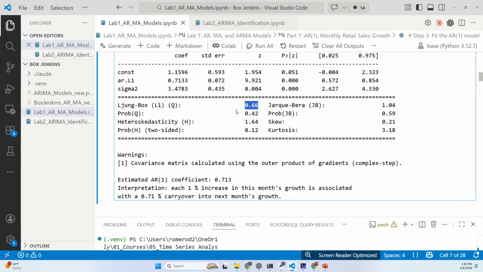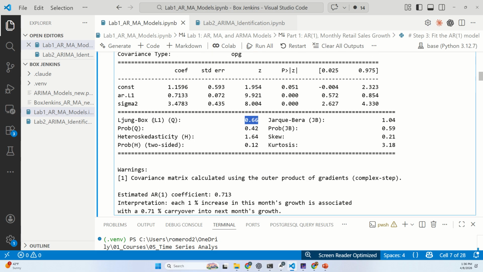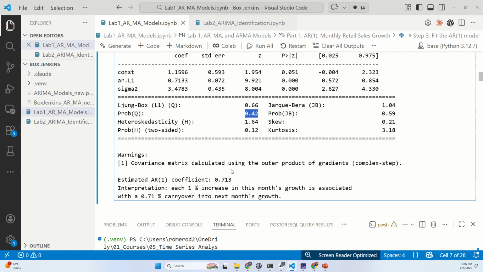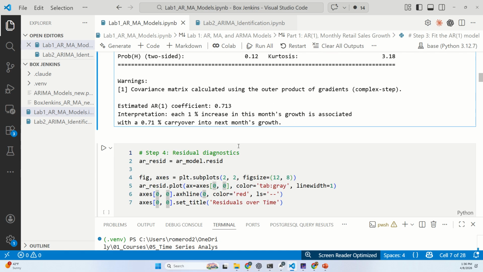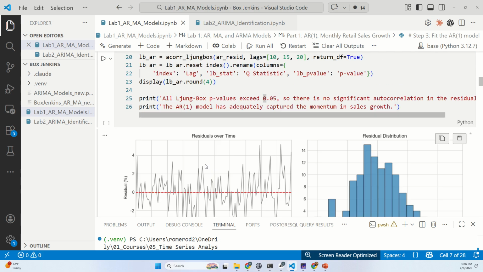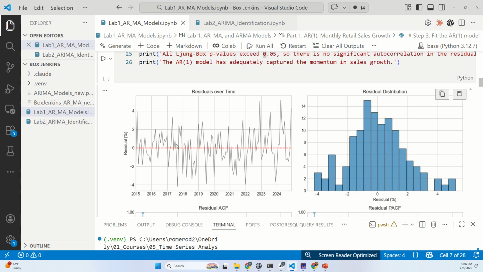From the table that you get here from statsmodels, you get the Ljung-Box right away. The p-value is here, 0.42, the probability of Q. The Q is the statistic, and the probability of that statistic, that's the p-value, 0.42. So it's greater than alpha. So we do not reject the null hypothesis, meaning that the residuals are independent. There is no correlation.